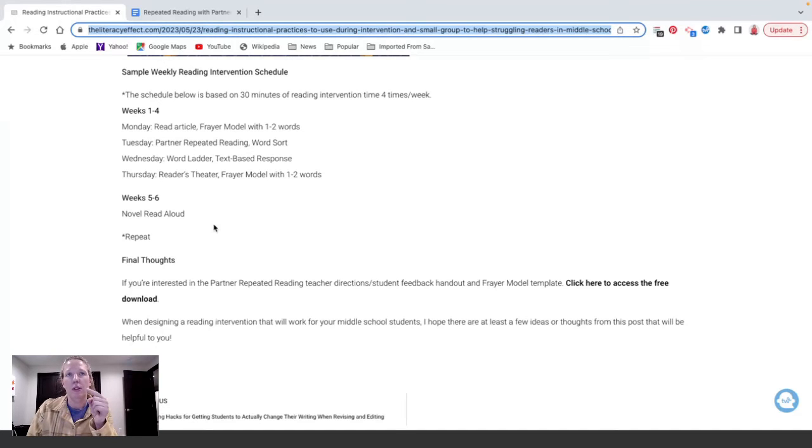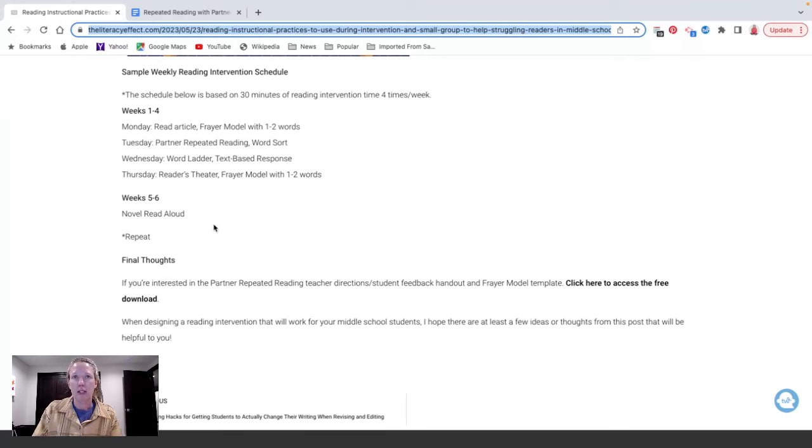So I have weeks 1 through 4. Like four weeks in a row, I would use this schedule where Monday we would read a nonfiction article. We would take one or two words out of that article and use that Frayer model. That's what we do on Monday. Tuesday, we come back, we take two to three paragraphs from that nonfiction article, and we do the partner repeated reading, and then we'd grab a word sort from Kathy Ganske's book that I mentioned above.